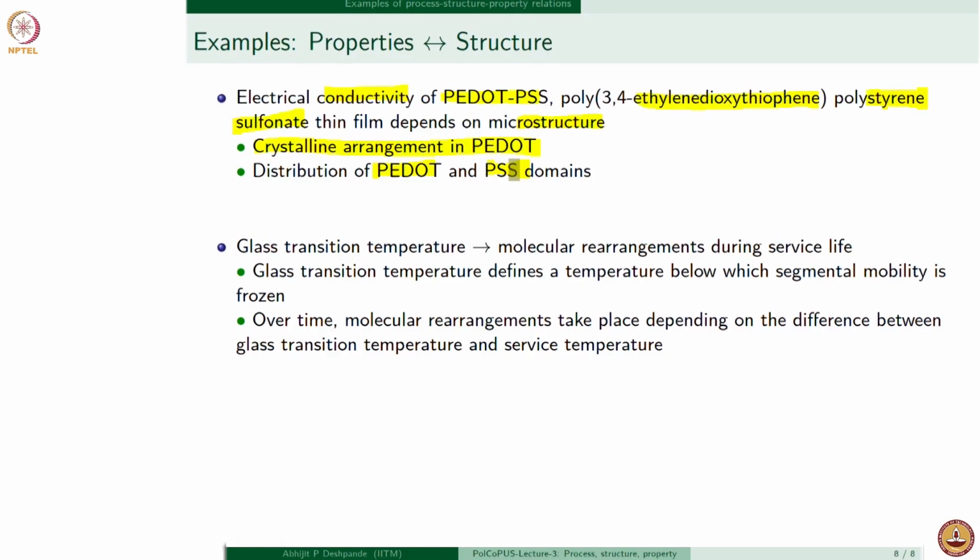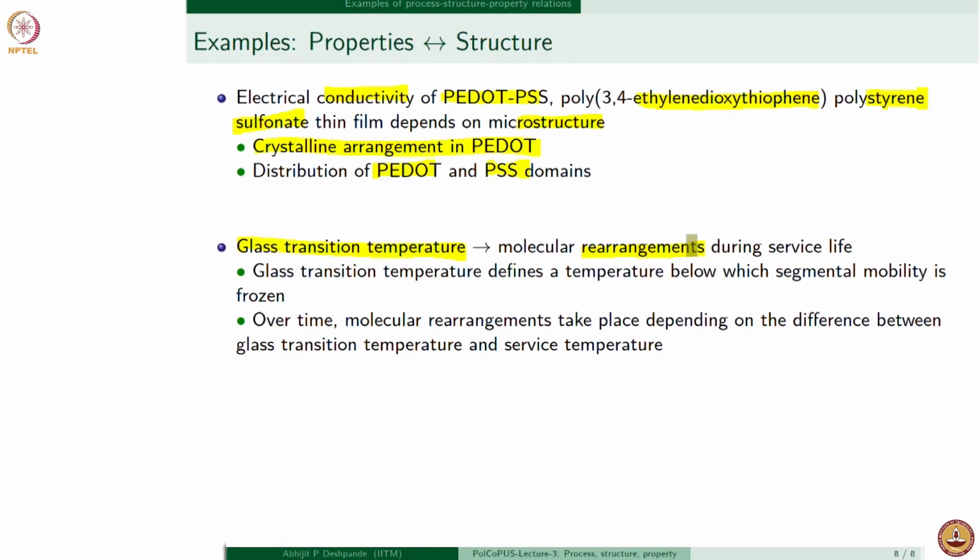The last example we will look at is where a property, in this case glass transition temperature, influences the structure, and in this case molecular rearrangements in the material. So a polymeric material, let's say a PET bottle, if we keep it at room temperature, around 25, 30, 35 degrees Celsius, maybe for 25 years it will be fine. But what if it is also subjected to 50 degrees Celsius? Will there be any molecular rearrangement? Will its structure change? And that depends on its important property called glass transition temperature.